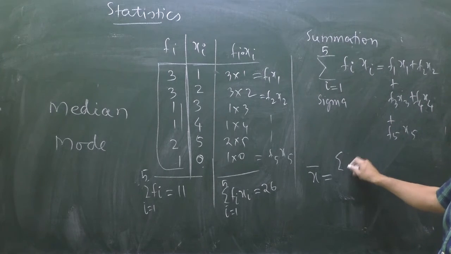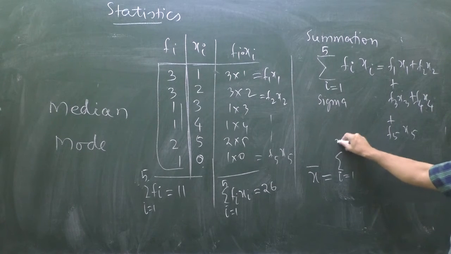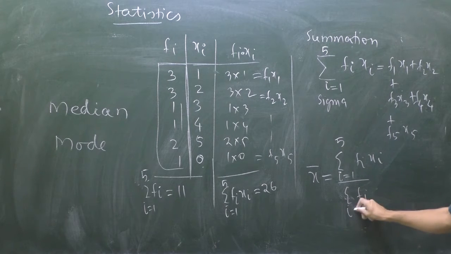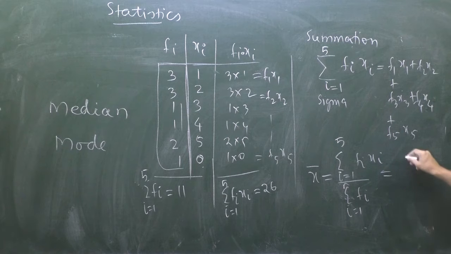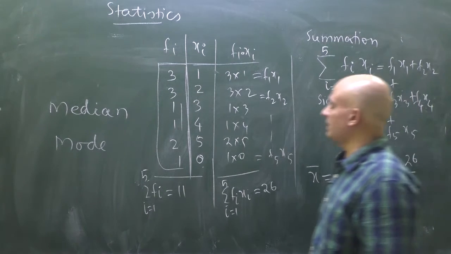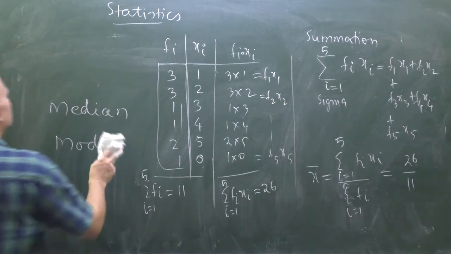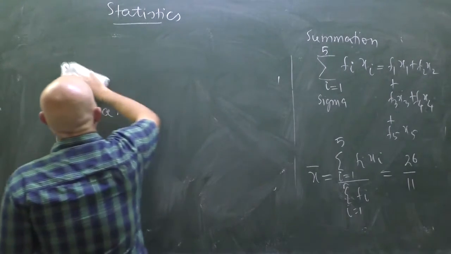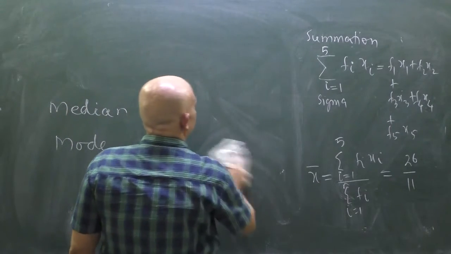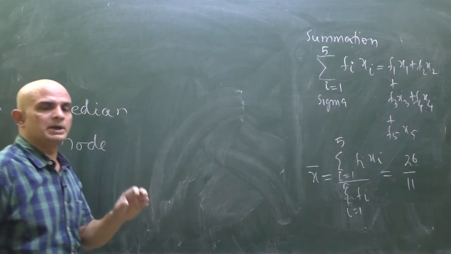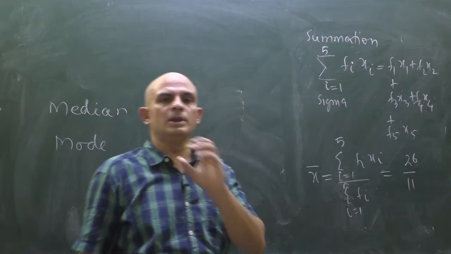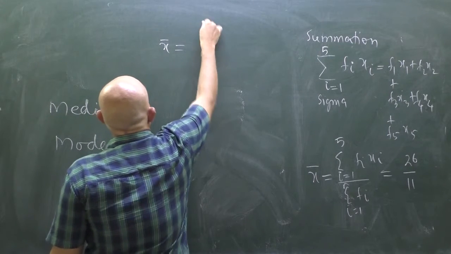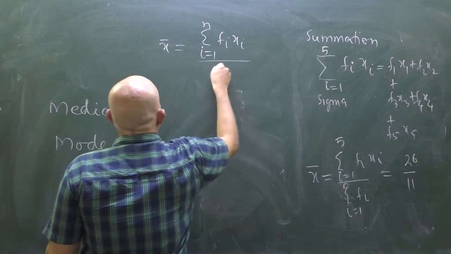But as per the formula, the notation will be like this. Sigma Fi Xi from i is equal to 1 to 5, upon sigma Fi, i is equal to 1 to n, and the answer will be 26 divided by what? 26 divided by 11. So if I generalize this, means if I do not restrict myself to only 5 values, the formula will be like this. Sigma Fi Xi, i is equal to 1 to n, divided by sigma Fi.